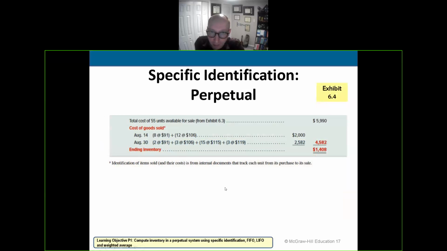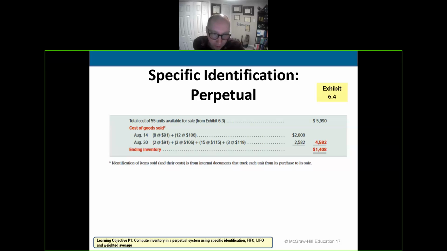Now let's talk about the value of inventory. First, we'll do specific identification. Then I'll walk you through first in, first out, last in, first out, weighted average. Specific identification, as I mentioned earlier, has to do with the specific bicycles in this example. I got 55 bikes available for sale throughout the month.